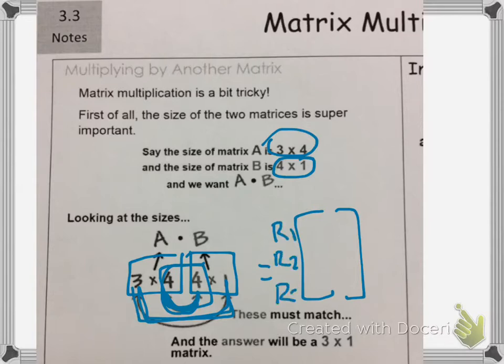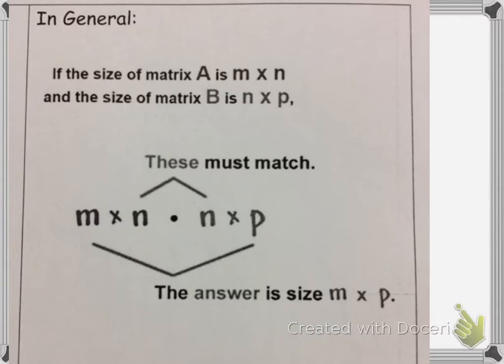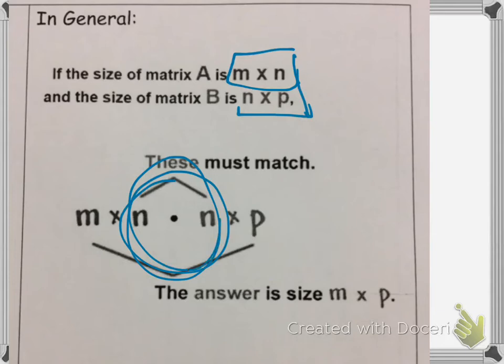rows and 1 column. So again, in order to multiply matrices together, we're going to have to write out their dimensions and check those middle numbers. Those middle numbers have to be the same in order to multiply the matrices. So in general, the size of matrix A would be an m by n. The size of matrix B is an n by p. Those middle numbers have to match up in order to multiply the matrices, and then the answer would be the size of the outside two numbers.